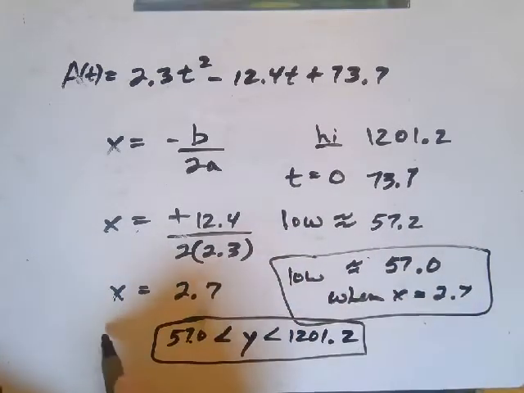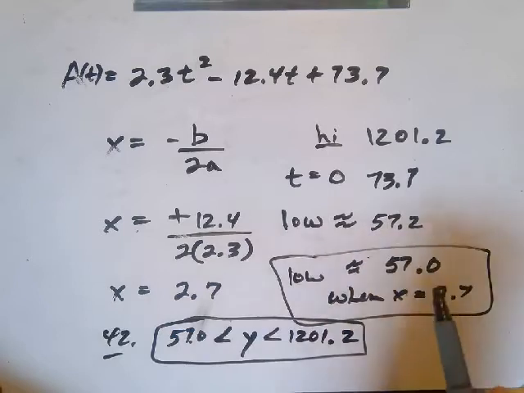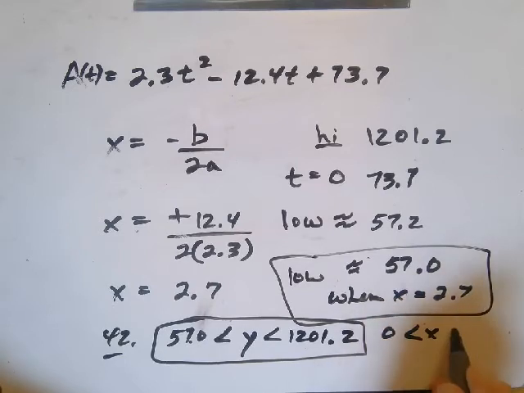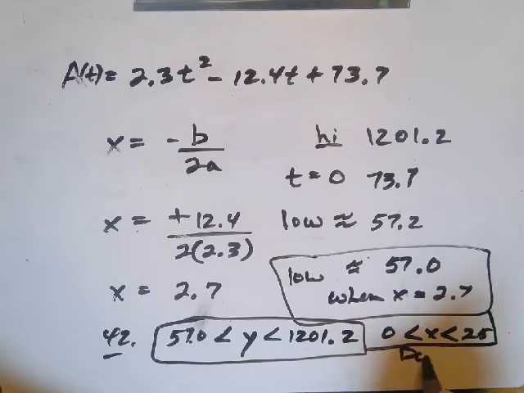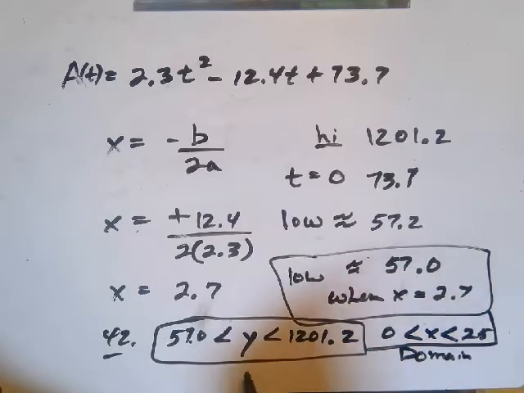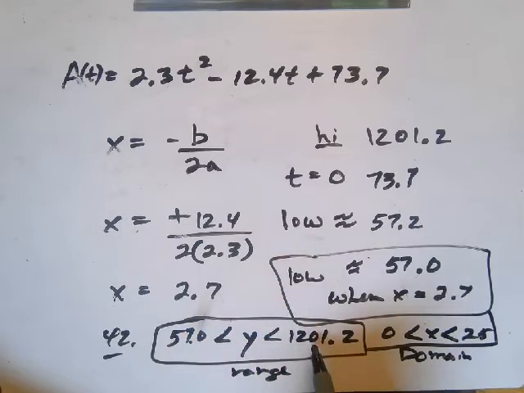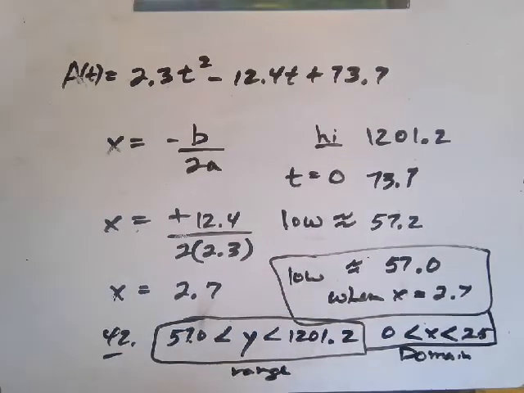Okay, number 42. This is problem 42. So we have a domain. The domain, again, I'll write that up here again. The domain went from year 0 to year 25. Here's your domain. And your range is between about 57 and 1201, somewhere in there. Okay? So that's the answer to number 42.